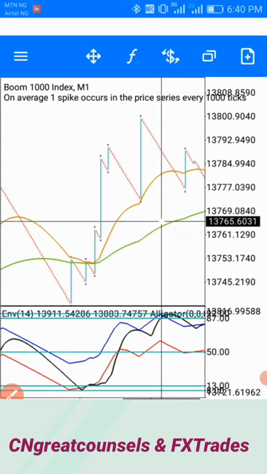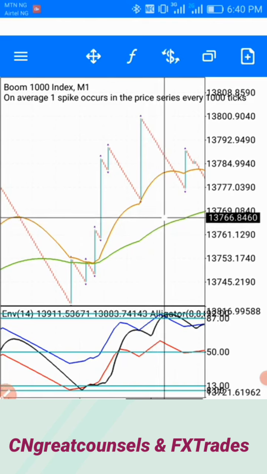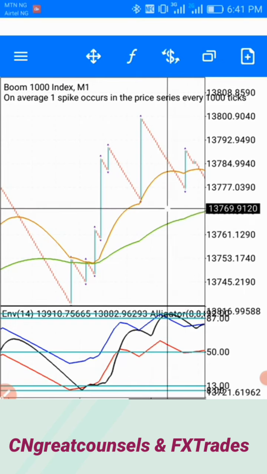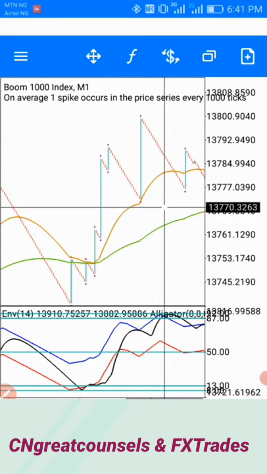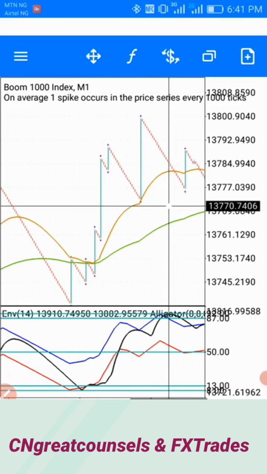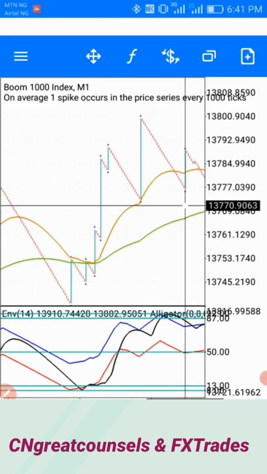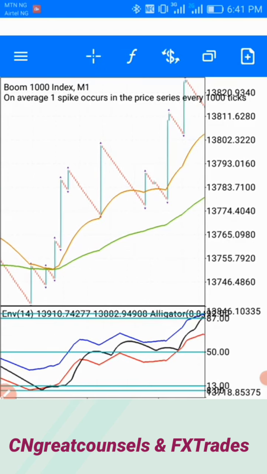You remember that boom is on a very serious uptrend, and the conditions are still met. If you count from here, it's over 10 candlesticks before this spike. Let's count. The condition was met here. 1, 2, 3, 4, 5, 6, 7, 8, 9, 10, 11, 12, 13. And even though the market still went down.